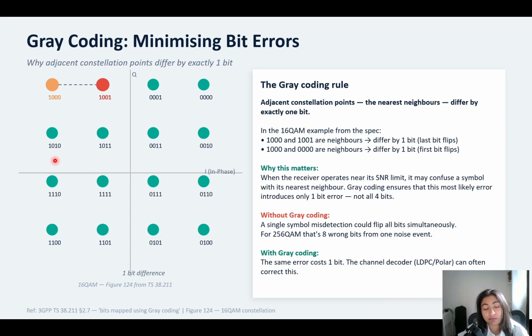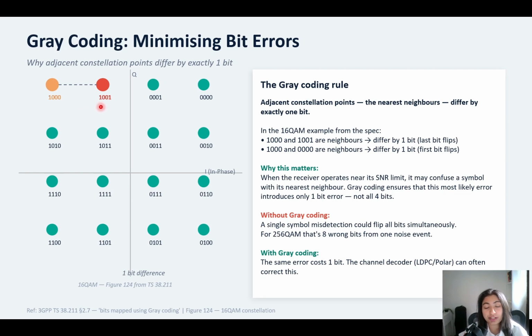Now ask yourself, what would happen if a receiver makes a mistake? In any radio system that is operating near its SNR threshold, the most likely error is confusing a symbol with its nearest neighbor, which is the closest point in the constellation. So gray coding guarantees that this probable error costs exactly 1 bit and not all 4. This matters enormously when you consider the channel decoder sitting behind the demodulator.